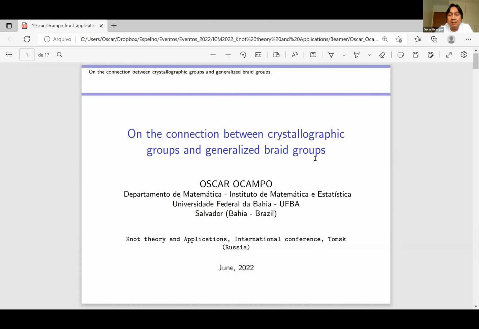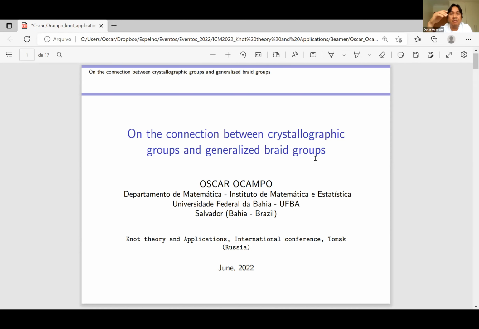So let me speak about this connection between crystallographic groups and generalized braid groups. Generalized means some generalizations of the classical Artin braid groups. First of all, let me say some words about crystallographic groups. From the geometric point of view, they are discrete and co-compact subgroups of the isometry group of the Euclidean space. Initially, they were motivated by wallpaper groups, the two-dimensional ones, and in the three-dimensional case, by crystals in the natural sense.